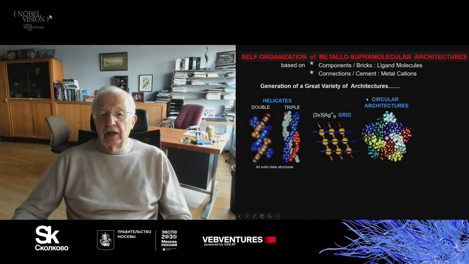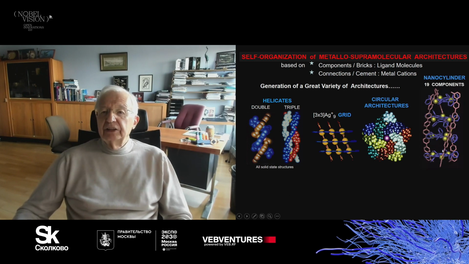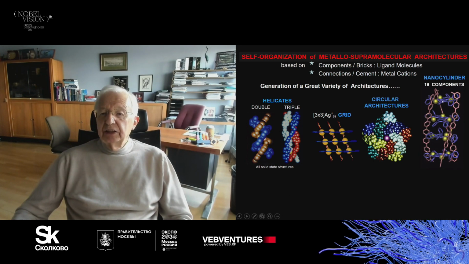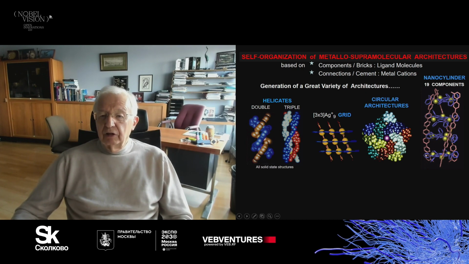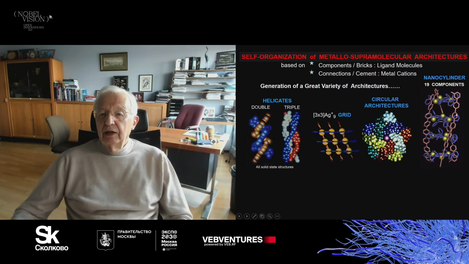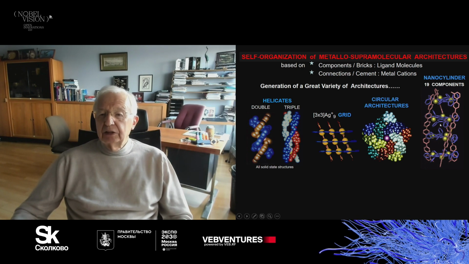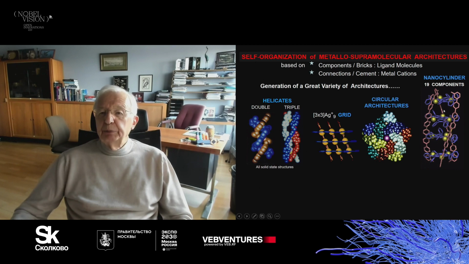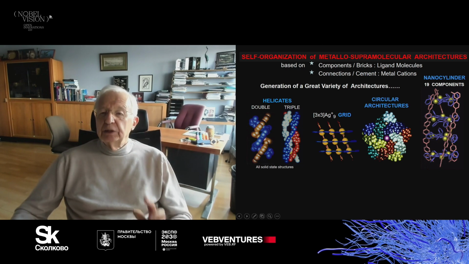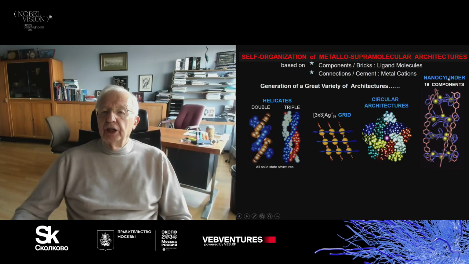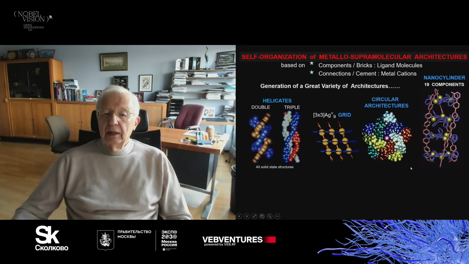That is a circular architecture, and here is a sort of a cylinder where you see 4 planes which are held apart by these linear molecules, and they are connected by these 12 metal ions. So in this specific case, 3 linear molecules, 4 flat ones, 12 metal ions spontaneously assemble to generate this nanocylinder.